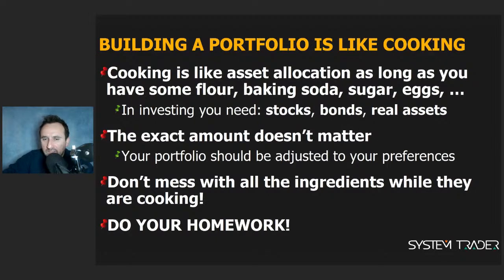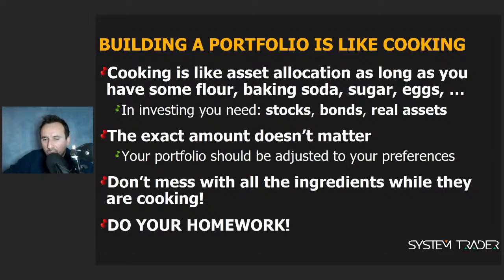When I'm talking about cooking, you can look at the asset allocation of our portfolio the same way, but instead of flour, baking soda, sugar, and eggs, you put different asset classes like stocks, bonds, and real assets in different ratios. The most important part is that you don't have to worry about what proportion your portfolio will be in the end, unless you try to mess with the ingredients while they are cooking. Then it's a recipe for disaster for sure.